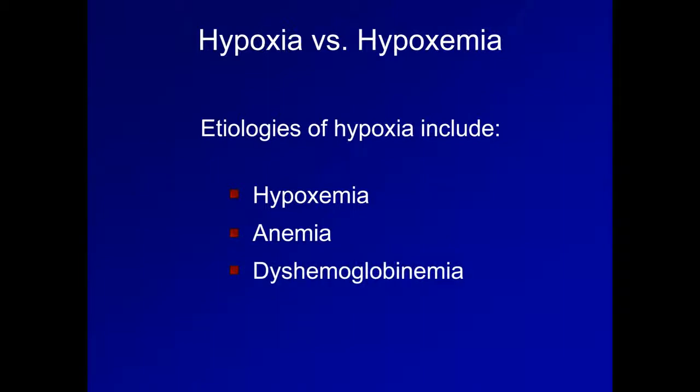Dyshemoglobinemias, specifically states of high concentrations of either methemoglobin or carboxyhemoglobin, lead to hypoxia through interesting and unique mechanisms that will be described in detail in Lecture 19. Finally, there is the somewhat esoteric category of histotoxic hypoxia, which refers to tissue hypoxia that is the consequence of malfunctioning mitochondria, best described in cyanide poisoning.